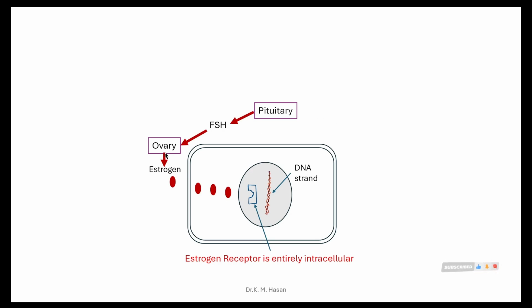We have the ovary producing estrogen. The ovary is controlled by the pituitary, and the pituitary produces FSH, follicle stimulating hormone. The FSH will stimulate the ovary to produce estrogen. You can see the estrogen, as a hormone, crosses the outer cell membrane and enters the cell, arriving at the nucleus. Then we have the DNA strand. So you can see the estrogen receptor is located entirely inside the cells.